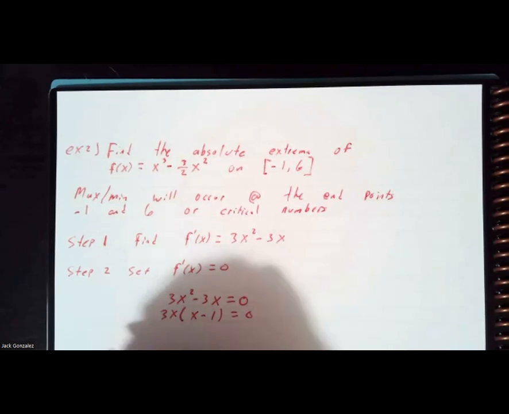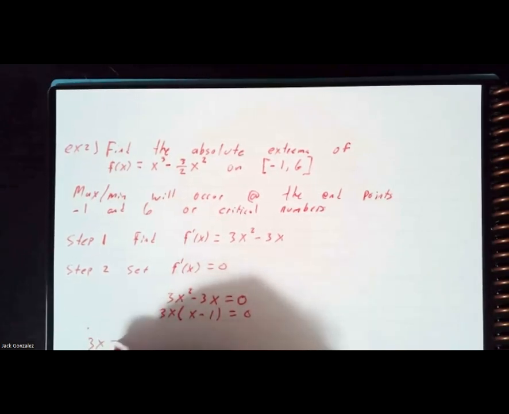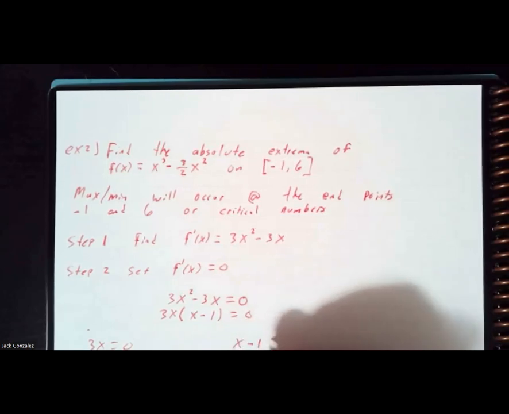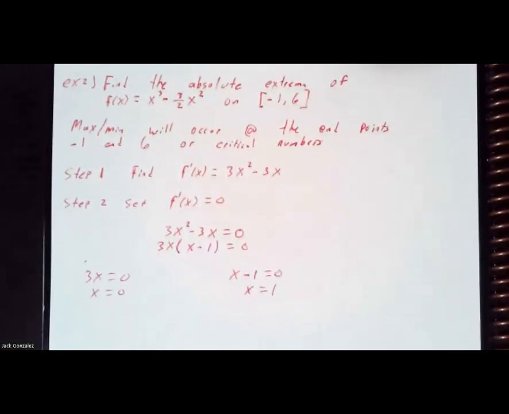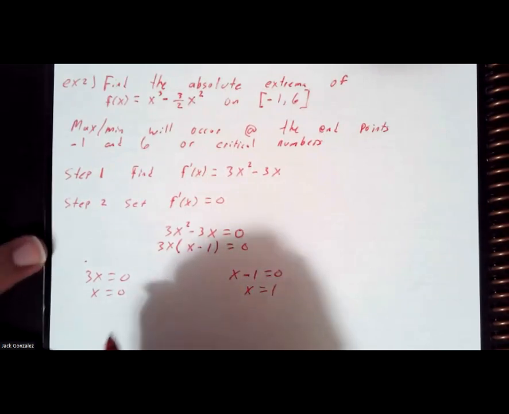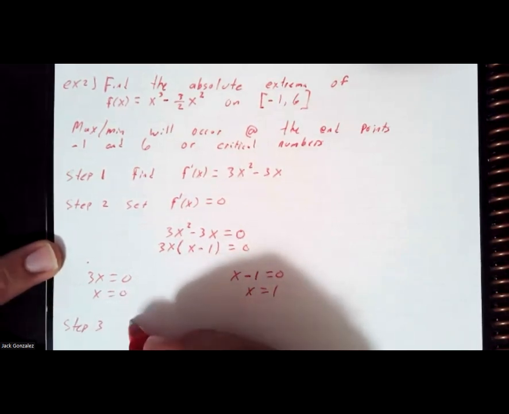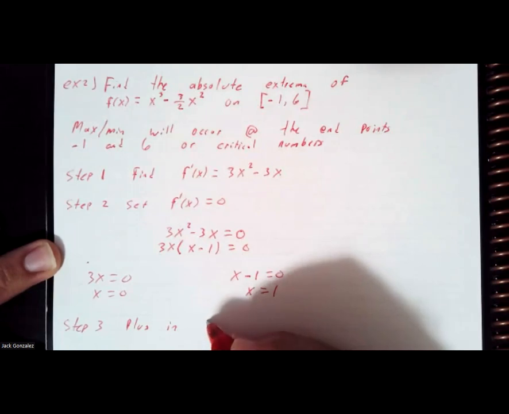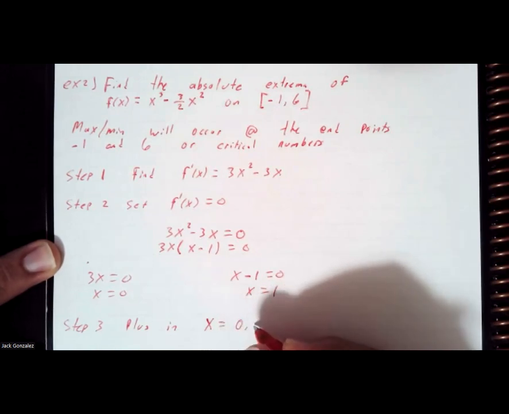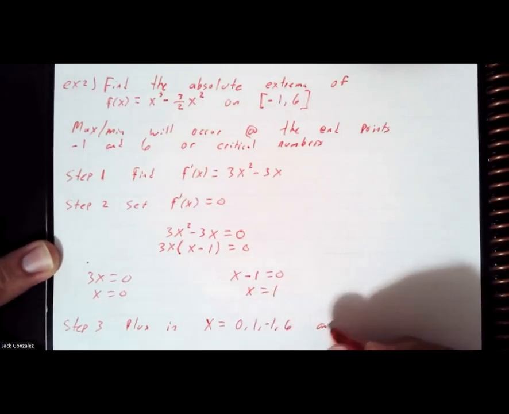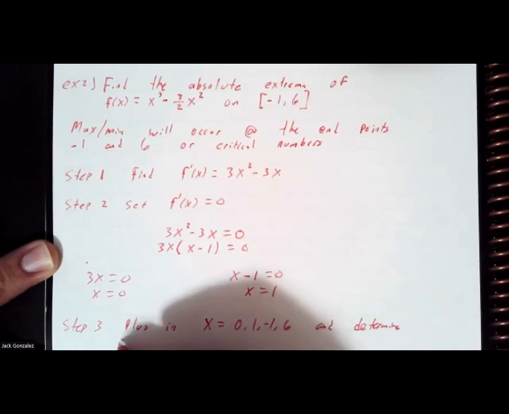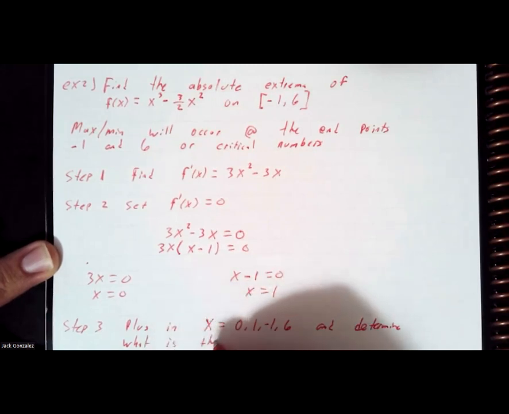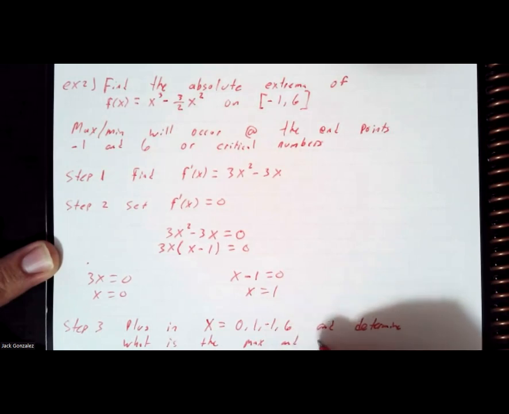So for x, we have critical numbers at 0 and at 1, right? Okay, so for this type, step 3: plug in x equal to 0, 1, -1, and 6, and determine what is the max and min.